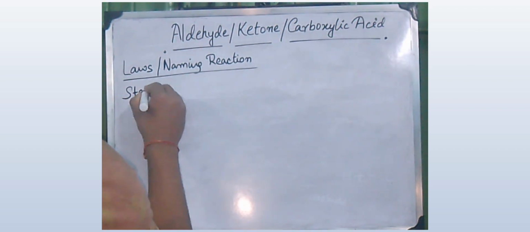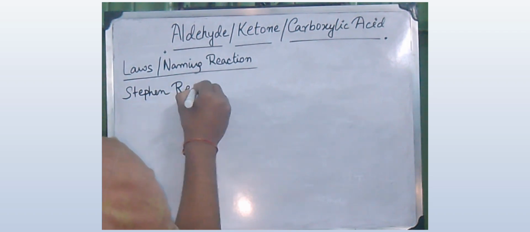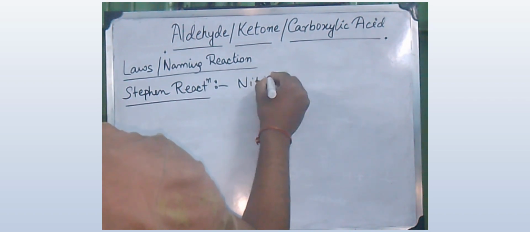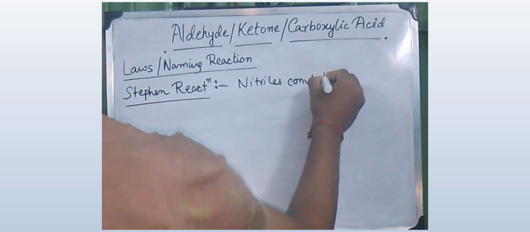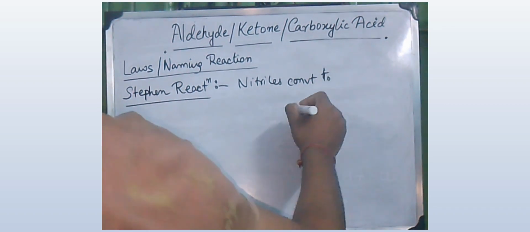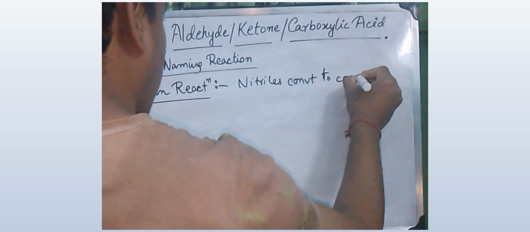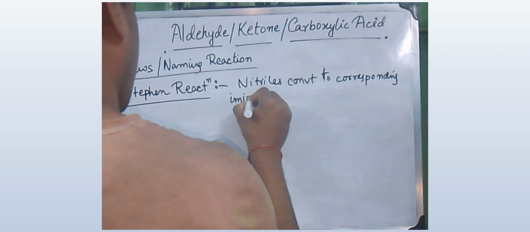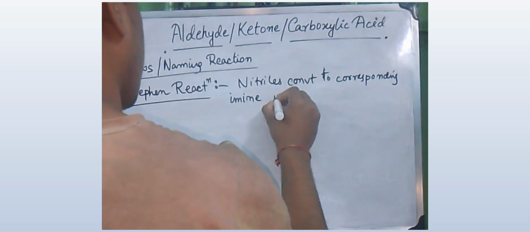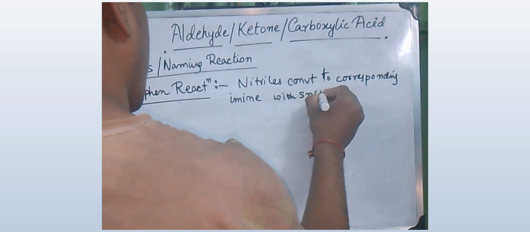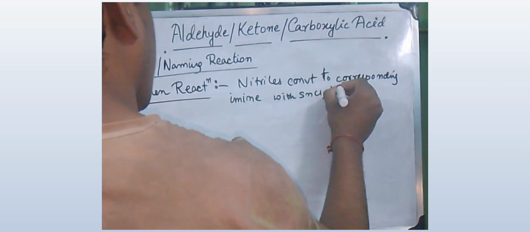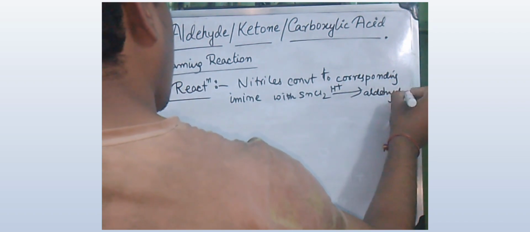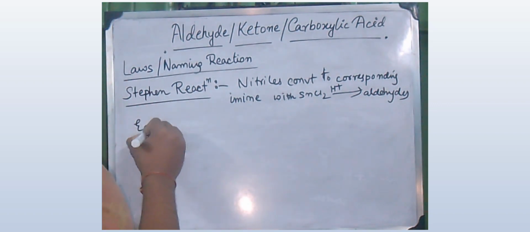So now we will move on to our next reaction, which is known as Stephen reaction. In this reaction, nitriles are reduced to corresponding imines with SnCl2 in presence of hydrochloric acid HCl, which upon hydrolysis gives corresponding aldehydes. Nitriles are converted to corresponding imine with SnCl2 in the presence of hydrochloric acid, which upon hydrolysis gives aldehydes.